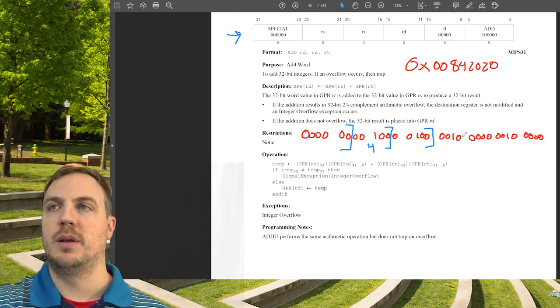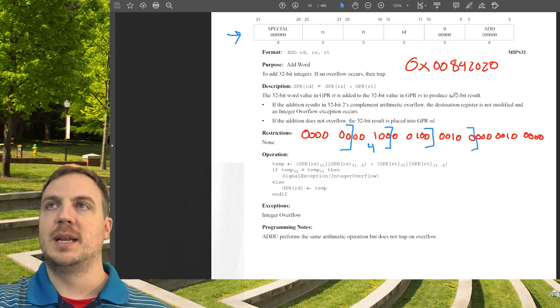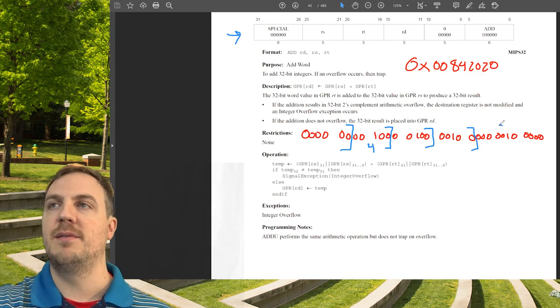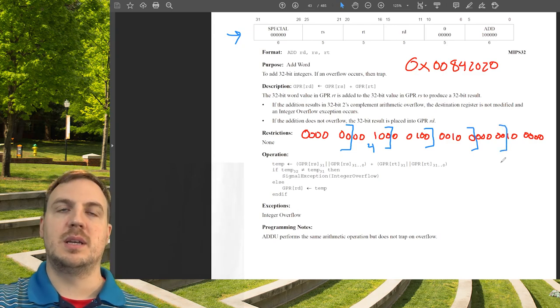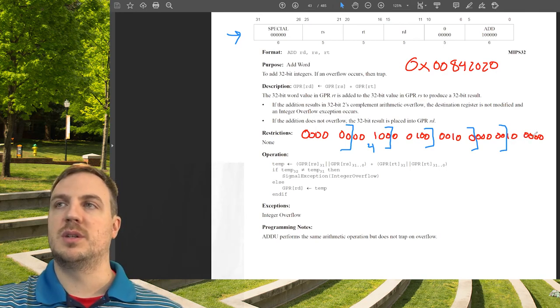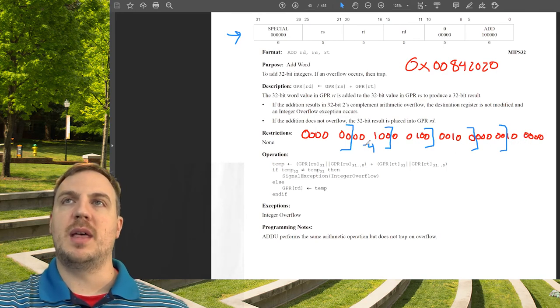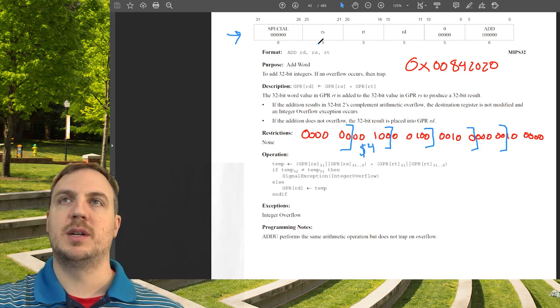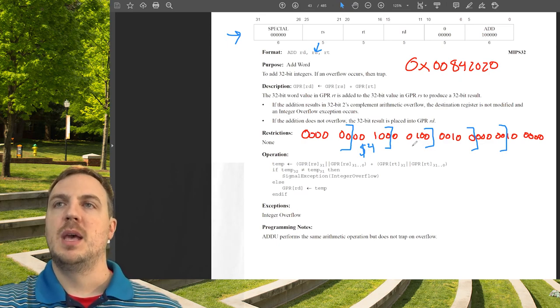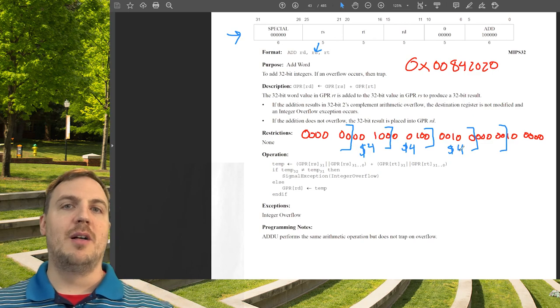So 1, 2, 3, 4, and 5. It tells us that the next 5 bits must be 0. So 1, 2, 3, 4, 5. And then our opcode, the sub opcode, is going to be 100000. Okay. So we know that the RS, which is this register right here, left source, is going to be number 4. We'll convert them a little bit later. In this case, our RT is also number 4, and our destination register is also number 4. So luckily for us, all these have the same value.